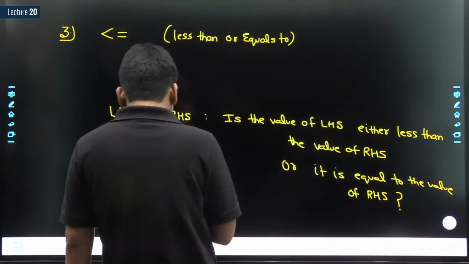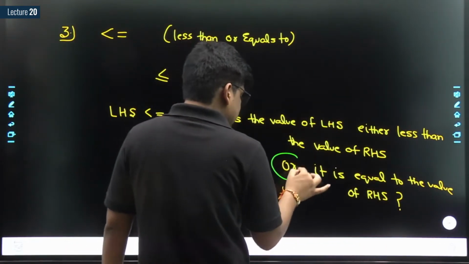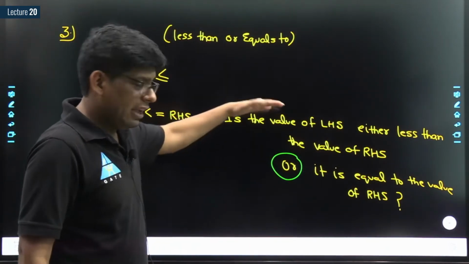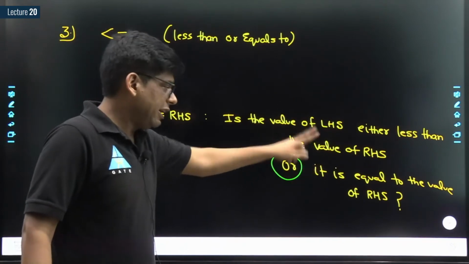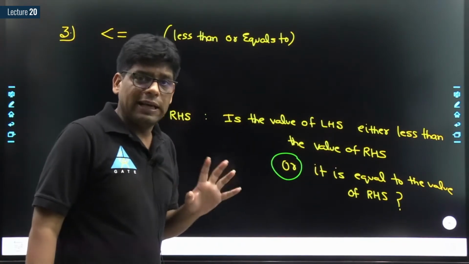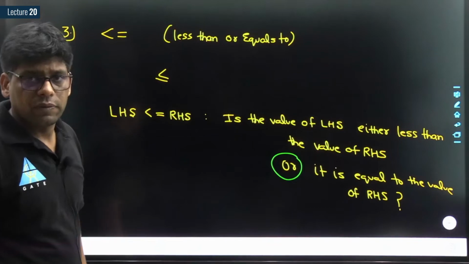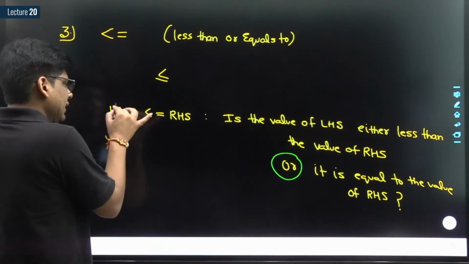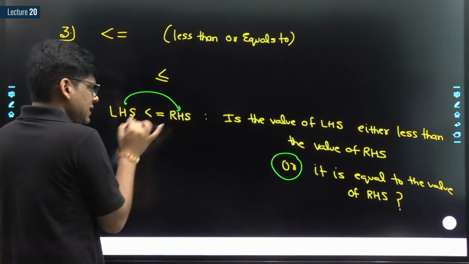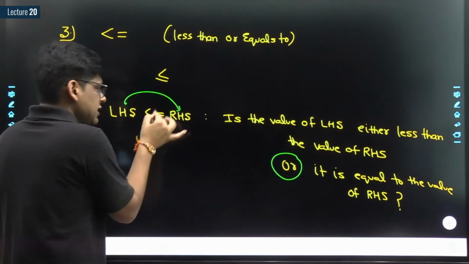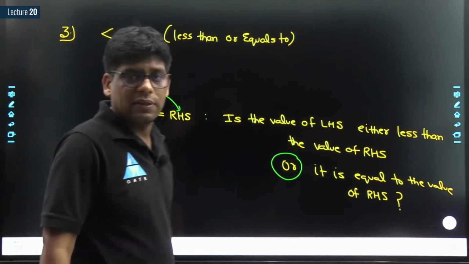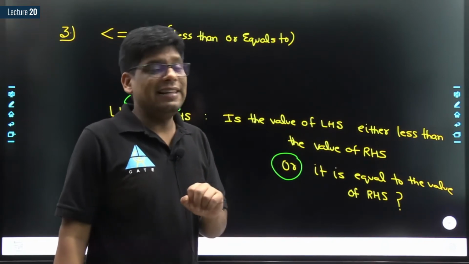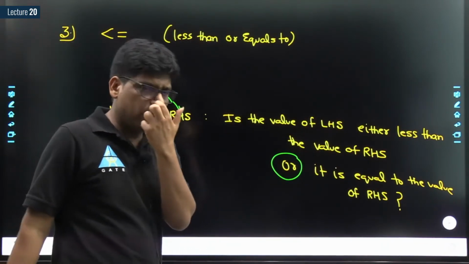See, we are asking a question, but there is a choice. That means, sir, if any of them is true, then the whole statement is true. That means there are two things. We are saying either the value of LHS is less than RHS or the value of LHS is equal to RHS. If any one of them is true, then the entire statement is true. We are providing a choice.